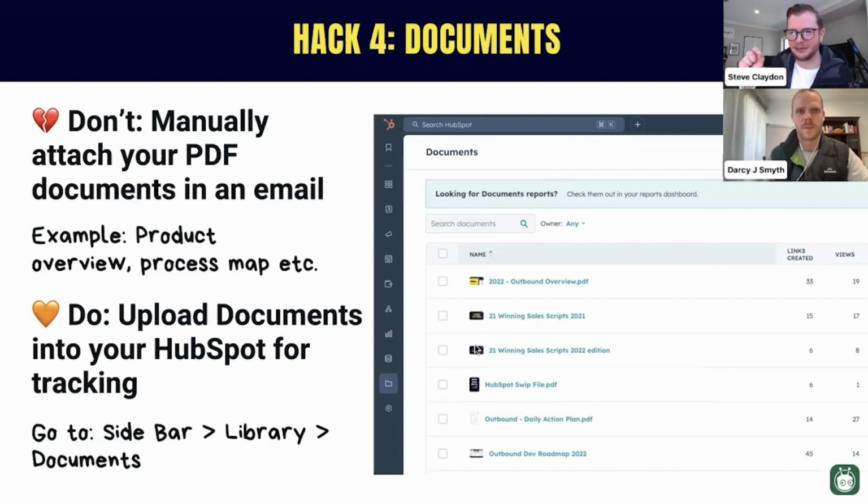This is really powerful for being that inside FBI agent, going, "They opened our company overview document 5 times. Wow, okay, there's obviously some interest here. Oh, they just reopened it again. What's going on there?" You can have a look at links created versus views, and it gives you pretty good insight into whether it's even been viewed and how many times. It'll give you inside information around the buyer's intent. So this is why I love documents, Steve. It's really powerful.